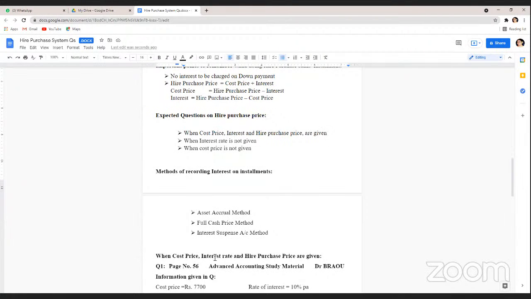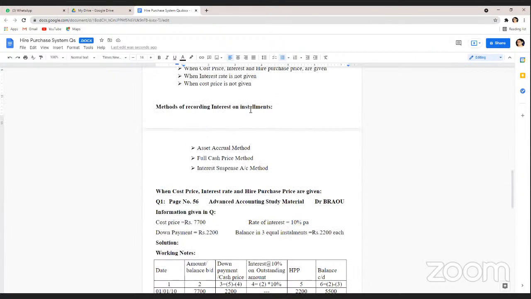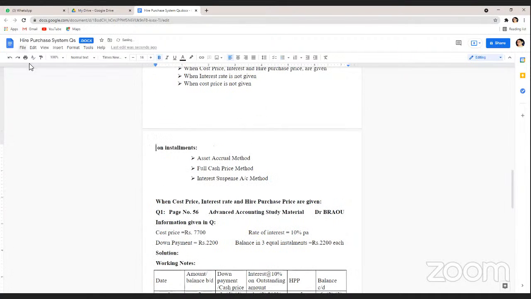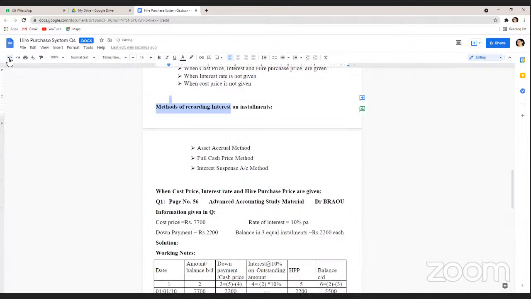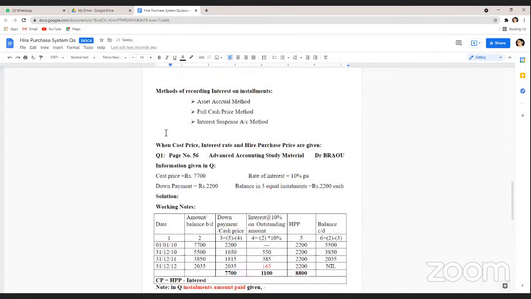Now, in the way this hire purchase is shown, this amount is recorded in the books of accounts. How do you record these transactions in the books of accounts? How is this interest on installments recorded in the books of accounts under the hire purchase system? It is recorded in three different methods.